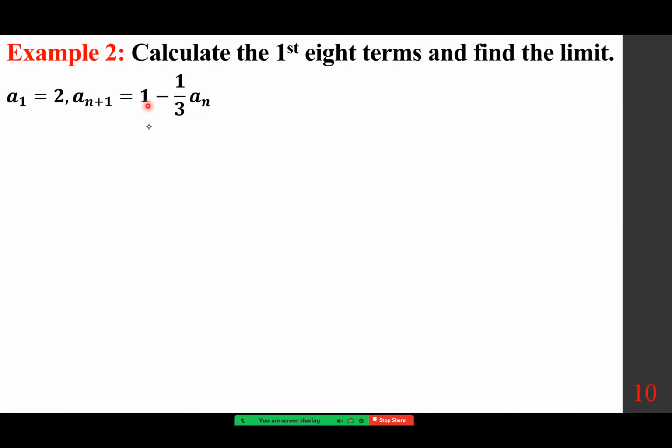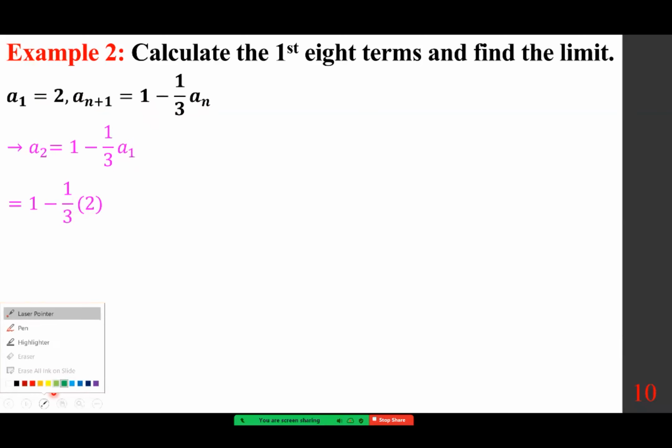a sub 2 equals 1 minus 1/3 a sub 1. So replace the a sub 1 with 2. You know 1/3 times 2 is 2/3. And 1 minus 2/3 is 1/3. So we got the second term.